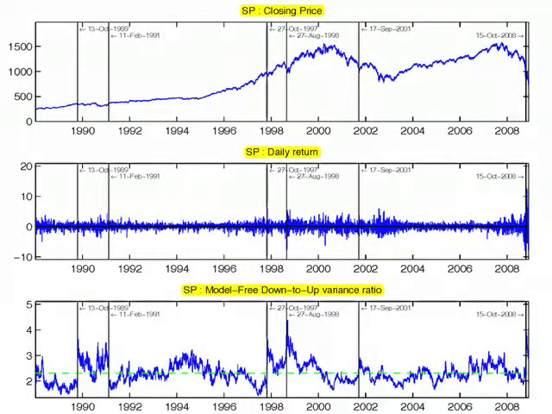Here is a plot of the S&P 500 going to the end of 2008. And we've indicated some important dates, some big events. And here you have the model-free down to up variance ratio. So Tim talked a little bit about the variance risk premium moving around. What we have here is a completely model-free indicator. My pictures are actually much less smooth than Tim's.